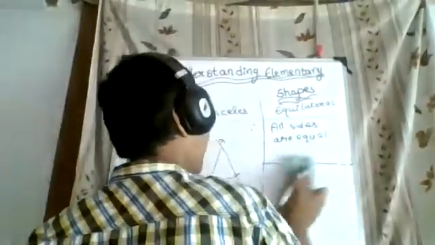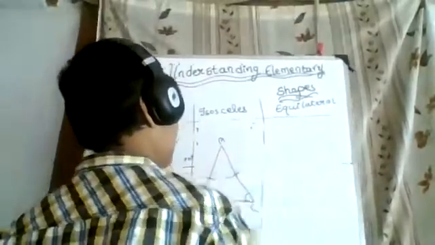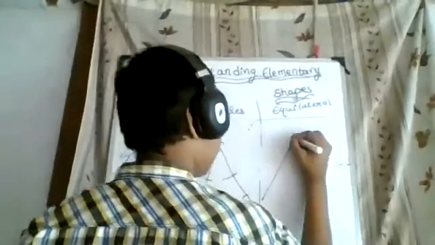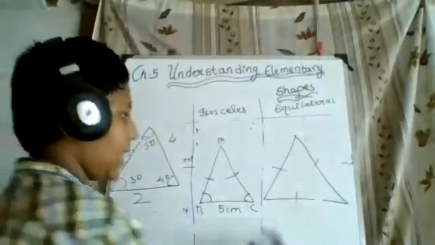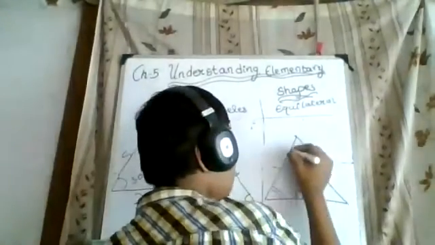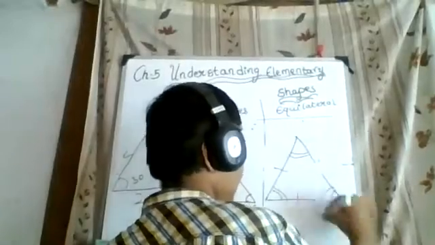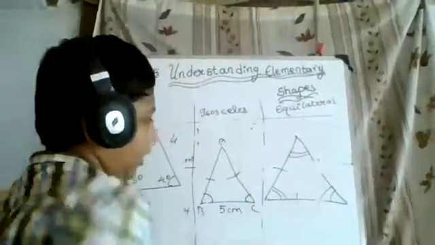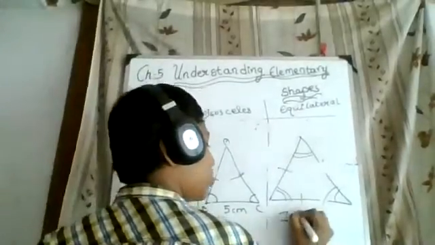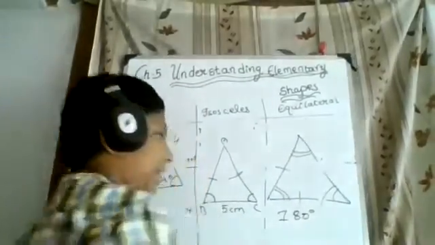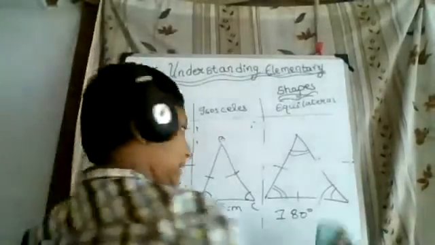Next, equilateral triangle. All sides are equal, and all angles are also equal. Now, what is the measure of each angle? We know the sum of angles of a triangle is 180 degrees. Let us derive it.